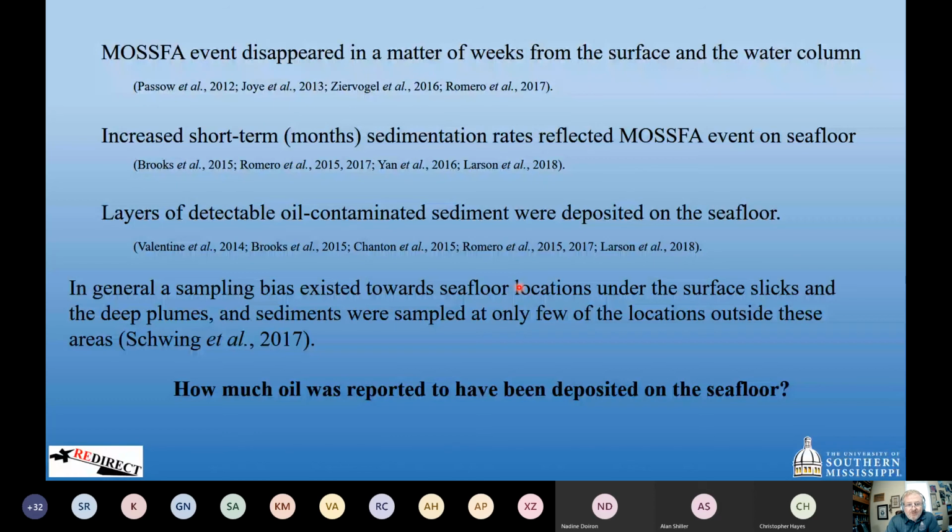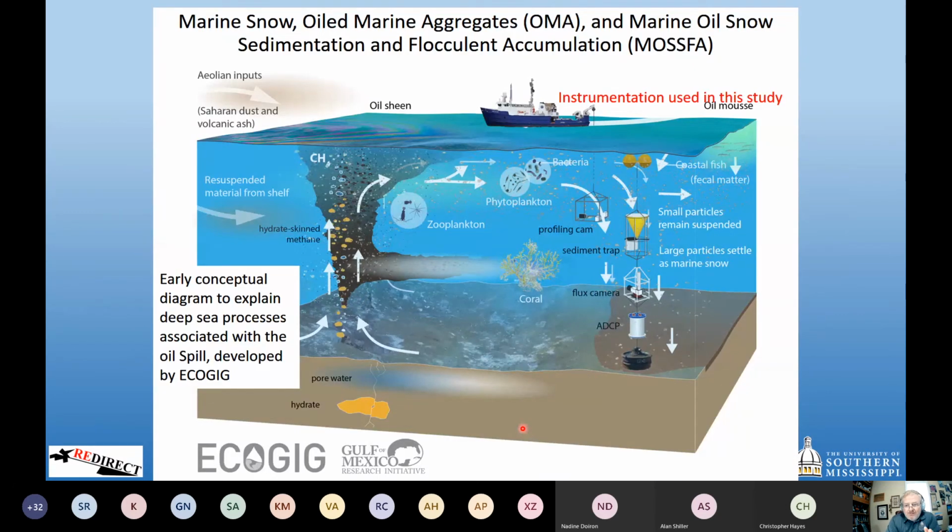The MOSFA event disappeared from the water column and cleared out the water column, really from green to perfectly blue out there. We were out there while it happened. And this event happened within a short amount of time, weeks to months. And it deposited a detectable layer of oil on the seafloor in the centimeter range. And the general original sampling strategy by NRDA, the National Response to this oil spill, was in a specific area close to the site. I'll show you in a minute. And it was limited in spatial distribution there. But we'll get to that in a second.